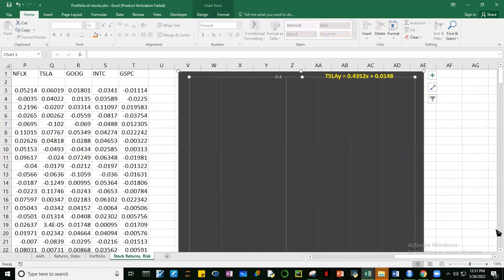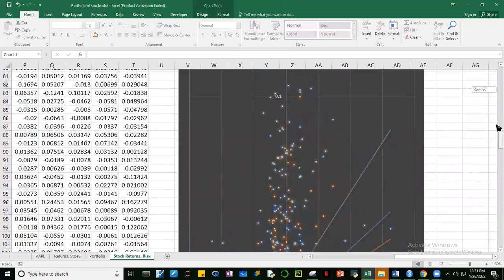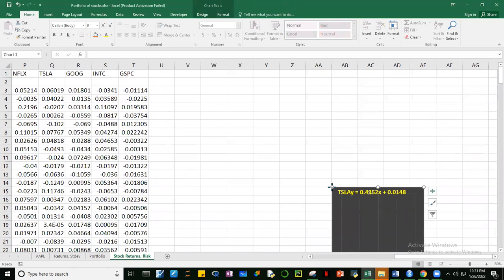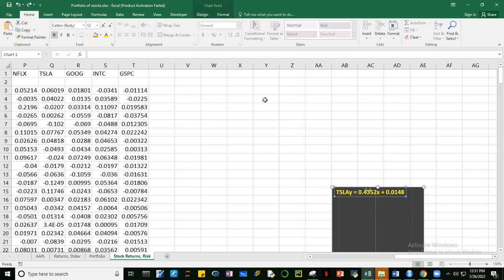Para bumalik na yung plot natin. Ang nangyari sa plot ko. Okay, anyway, sira yung plot ko.